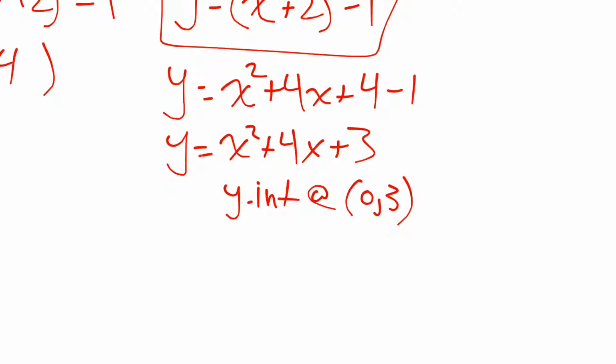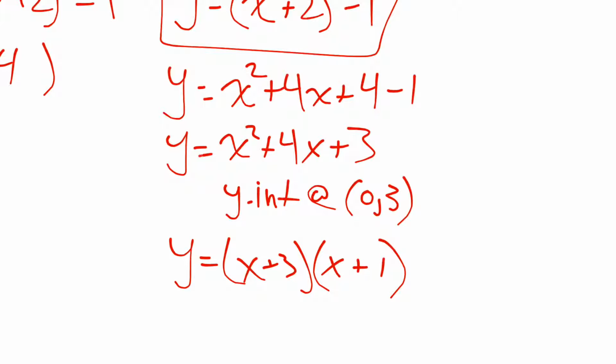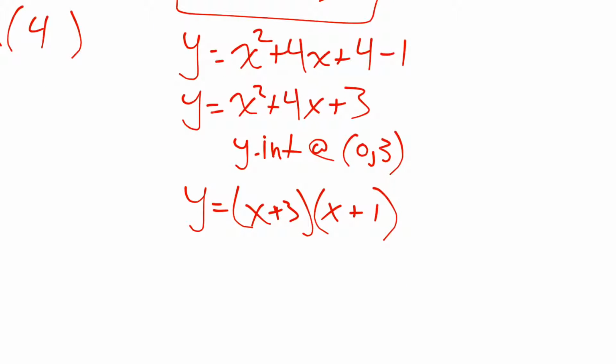And now let's factor this. y equals, we're looking for two numbers that multiply to 3 and add to 4. Well, that's got to be 3 and 1. (x plus 3)(x plus 1). So I know my x-intercepts will occur when x equals -3 and when x equals -1.